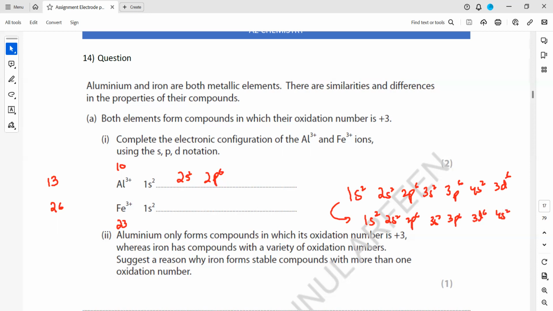When electron is lost, electron is always lost from the outer shell. So first, which electron will be lost? So first electron will be lost from 4s, the second also 4s, and one from 3d. So what is the configuration for iron here? 1s2, 2s2, 2p6, 3s2, 3p6, 3d5. This is a configuration for iron.